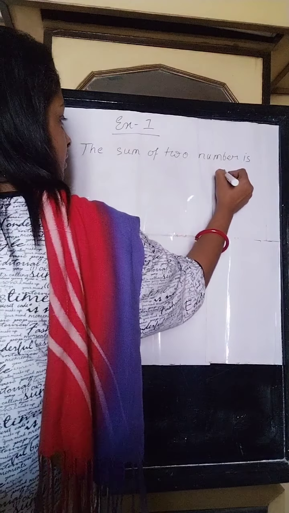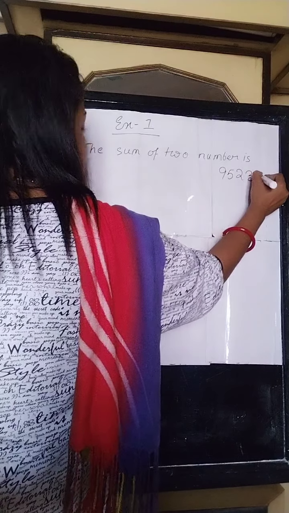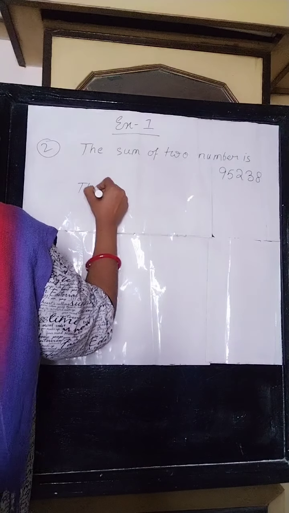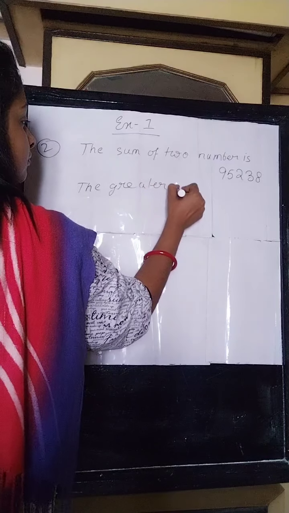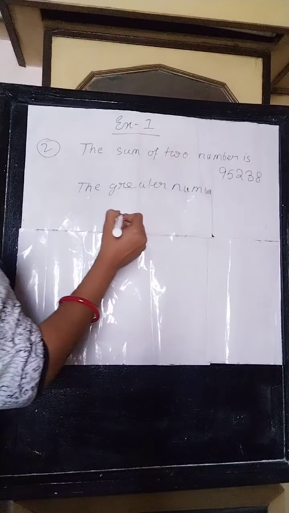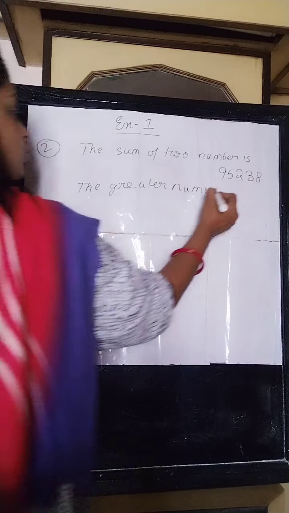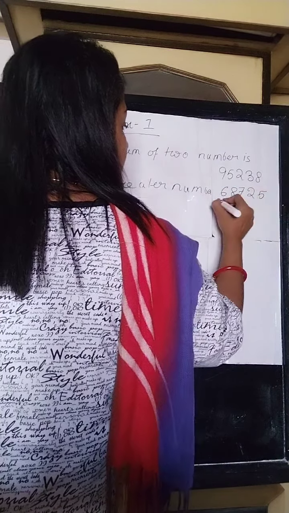The sum of two numbers is 95238. The greater number is given, 68725. Now what you have to do is find out the smaller number.